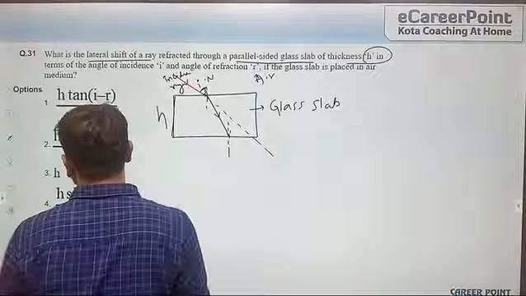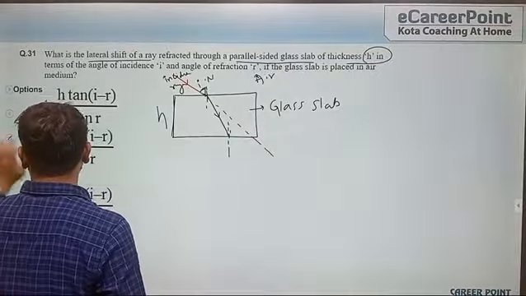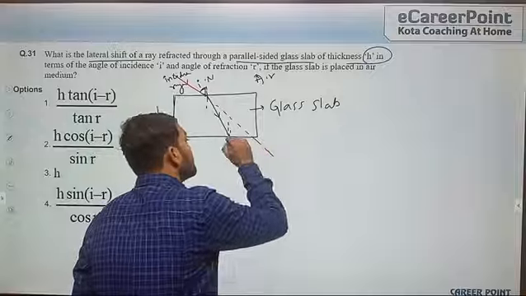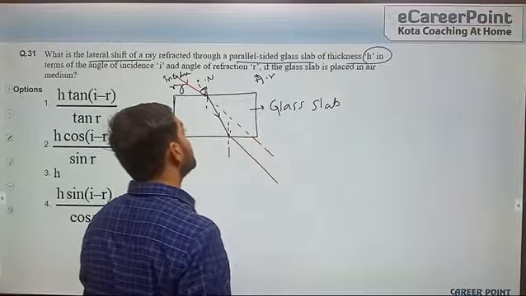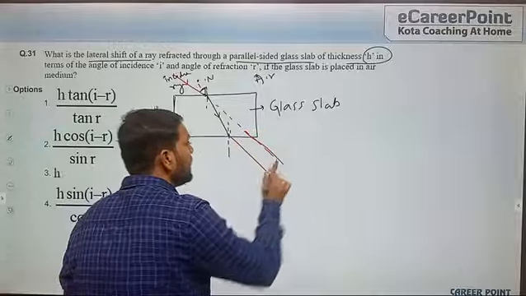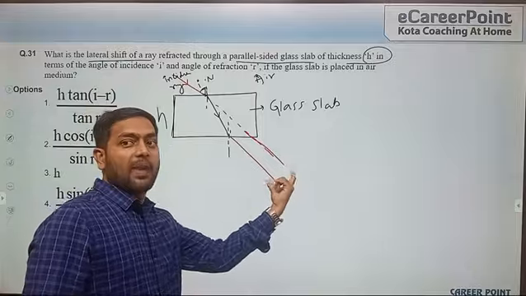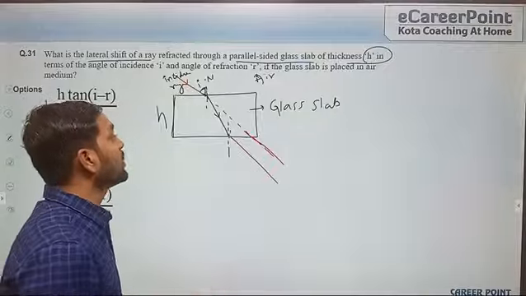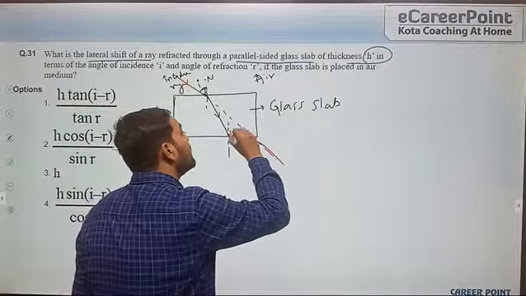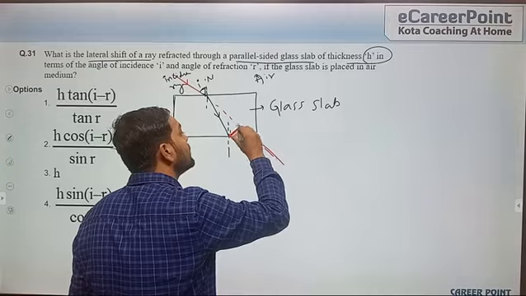So then what happens? It has to be moved like this. But it bent away from the normal. See here, this line and this line are both parallel to each other. So what do we need to find out? We need to find out the lateral shift.